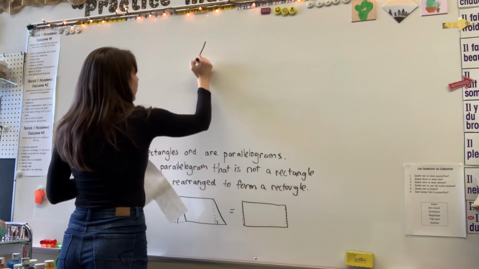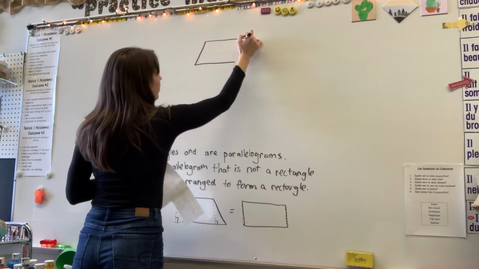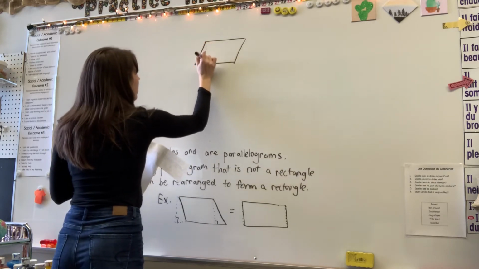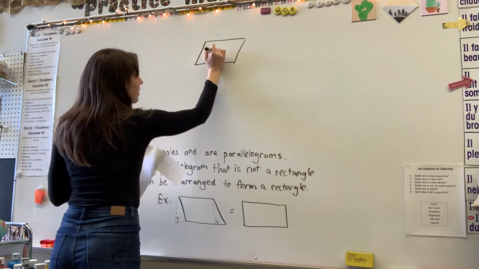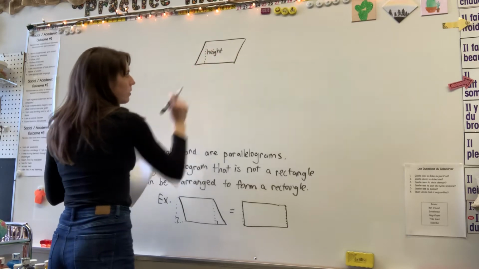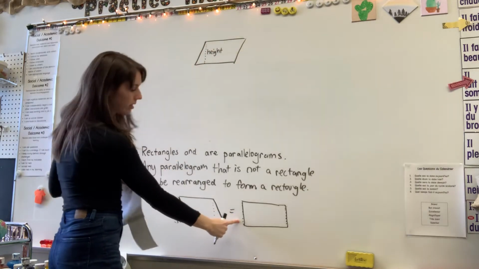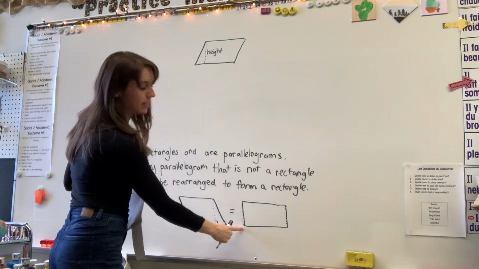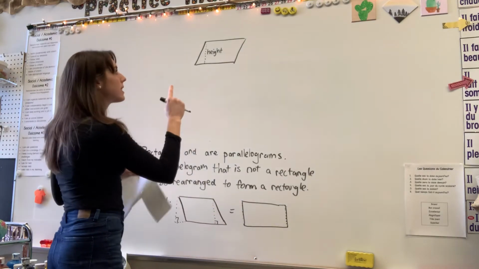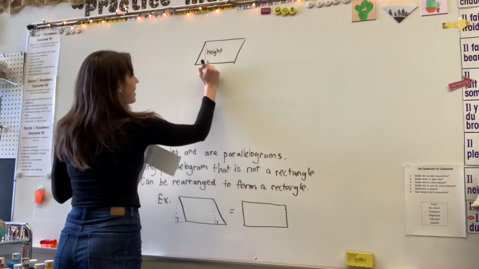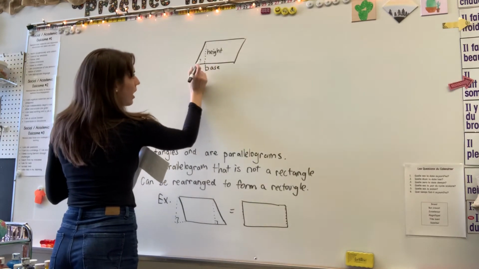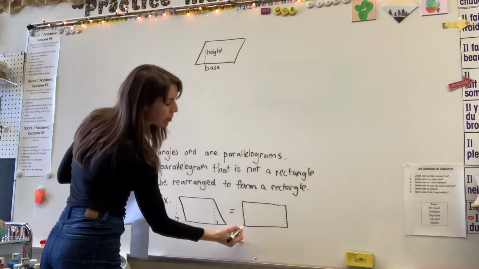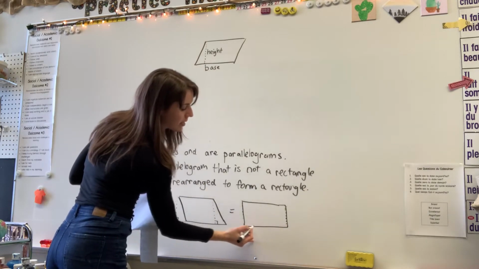One more parallelogram because we need to get good at drawing these. This is the height. Okay, you can see in the rectangle down here that it would also be considered the height of a rectangle because it's the exact same distance. Okay, this is the base across from one corner to the next. And again, same thing in a rectangle. This would be considered the base.